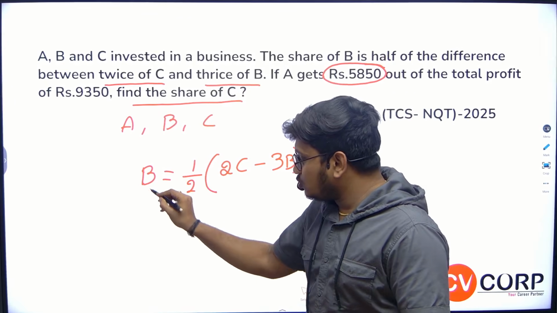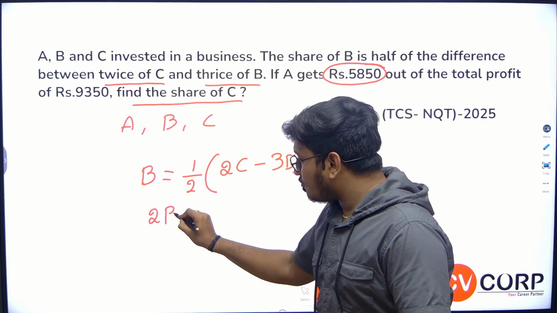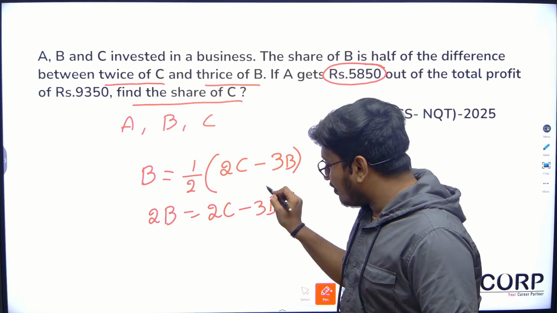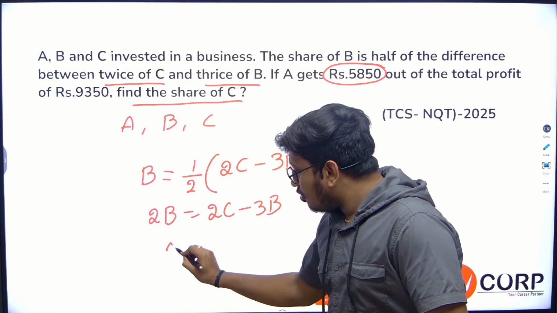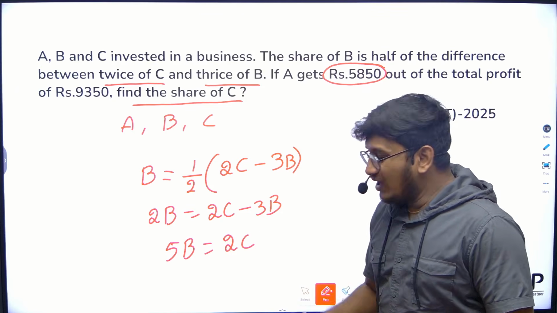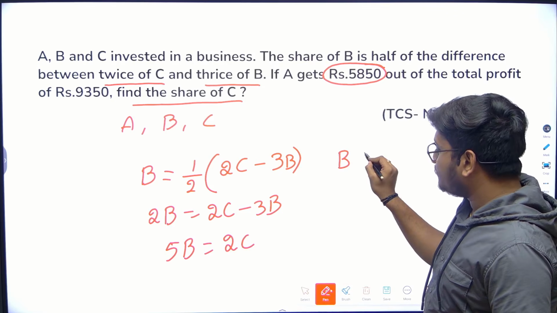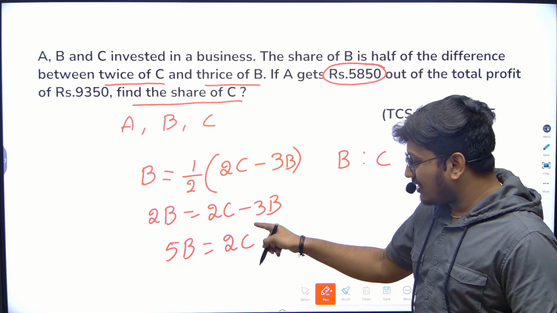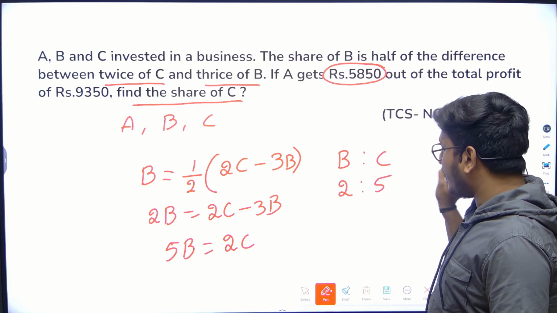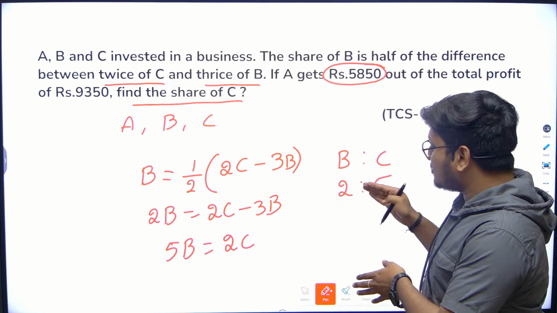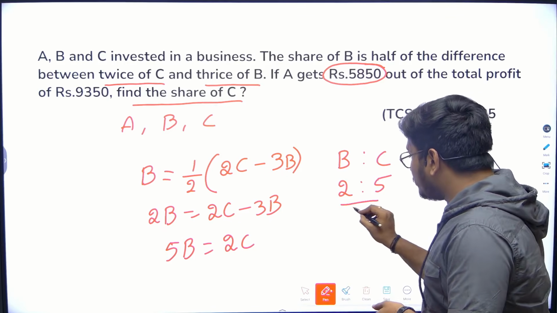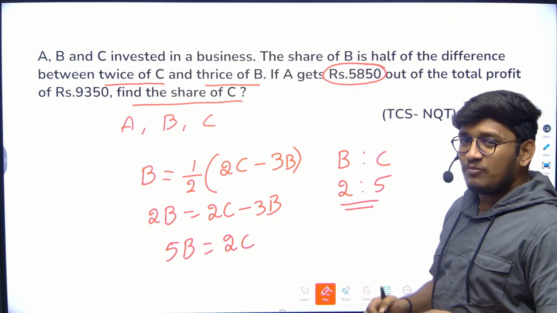If I take 2 to the left hand side, 2 times B is equal to 2 times C minus 3 times B. If I take 3B to the left hand side, 5 times B is equal to 2 times C. What is the ratio of B to C? If I take C there, it will be 2:5. So the ratio of B to C is 2:5, and their profits will be shared in the ratio 2:5 for B and C.